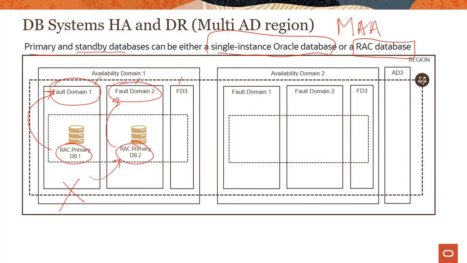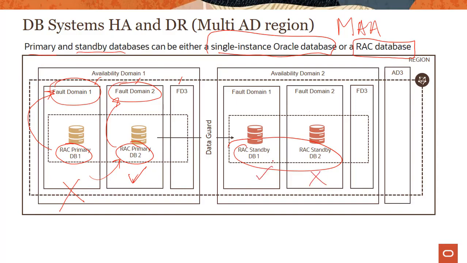Now for AD2, you could do the same thing. You could have another RAC here, and then what you could do is you could establish Data Guard between them. So literally then this becomes your primary database and this becomes your secondary database. So if there is an issue within, let's say, fault domain 1, you still have your database running. Same thing with your AD2. If there's an issue, you still have your database running. Let's say if the whole AD has an issue, is unavailable for some reason, you can always switch over to your AD2 and you still have your database up and running.